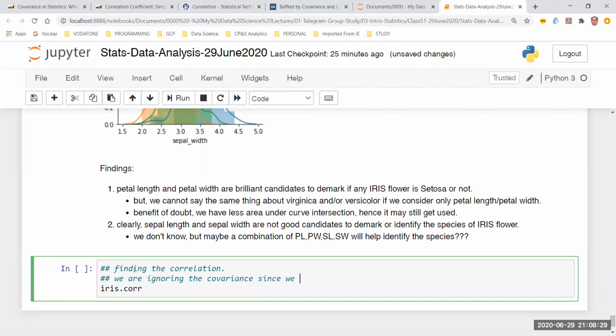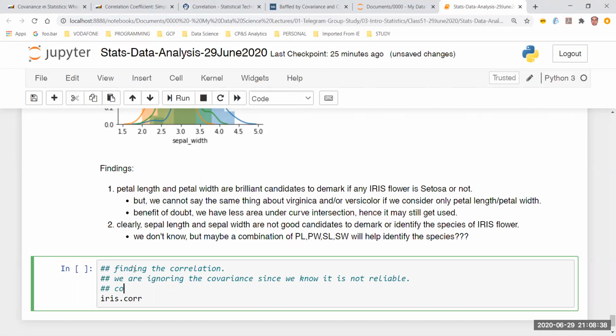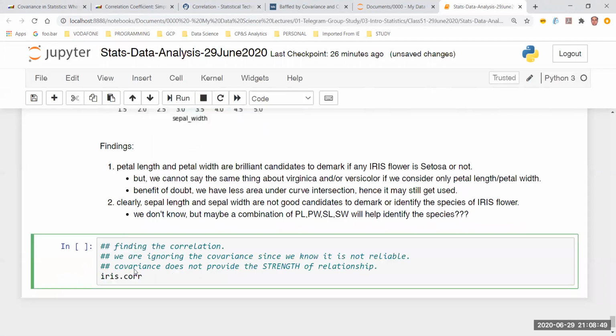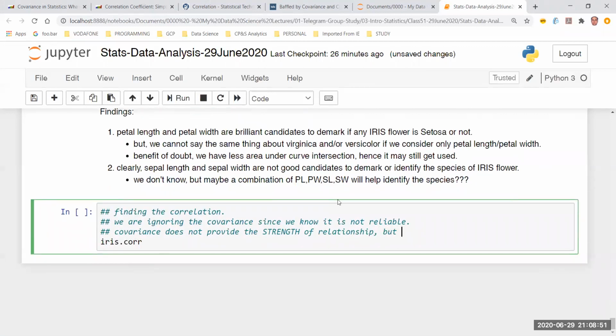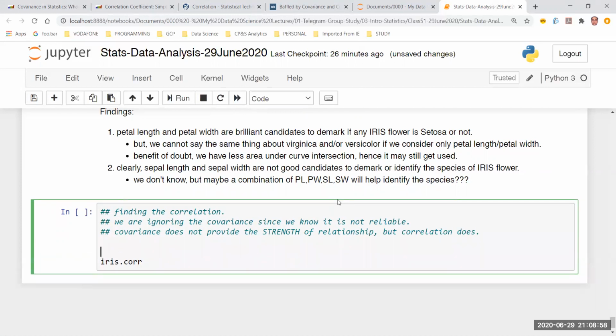since we know it is not reliable. Covariance does not provide the strength of relationship, right? But correlation does. Very, very important point.